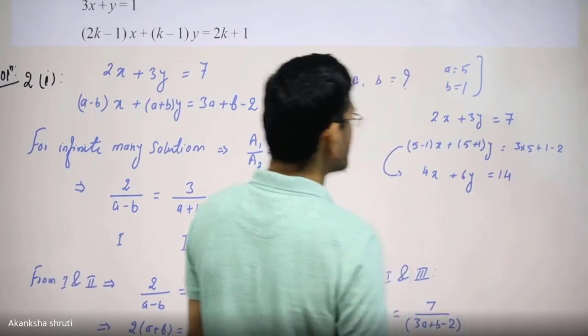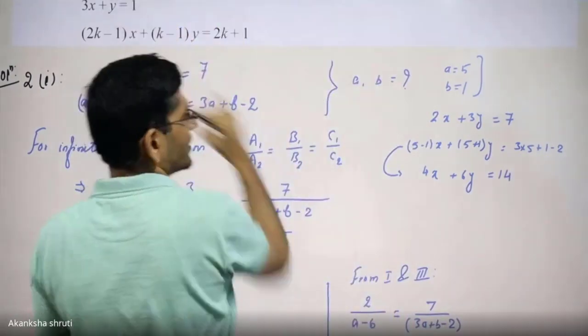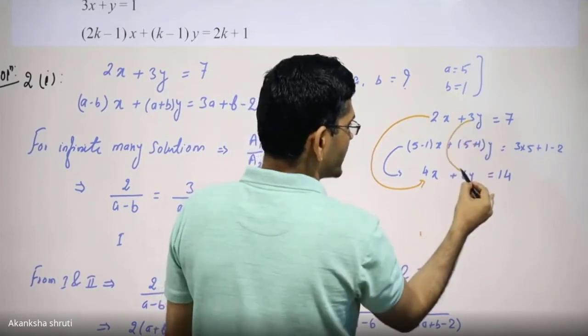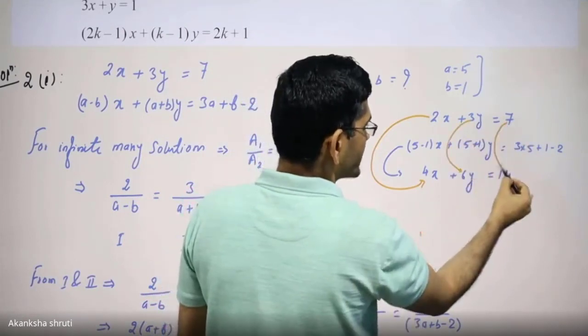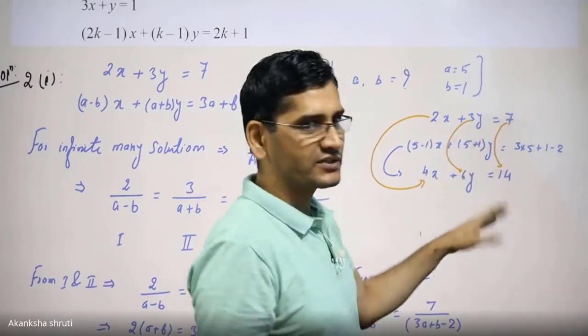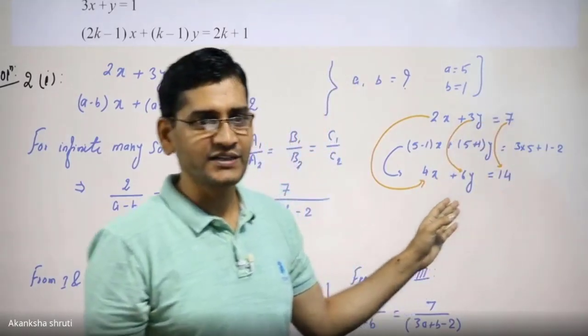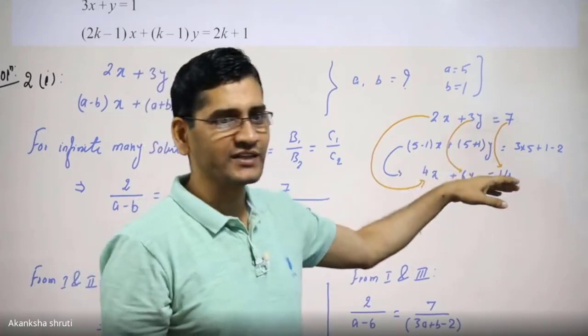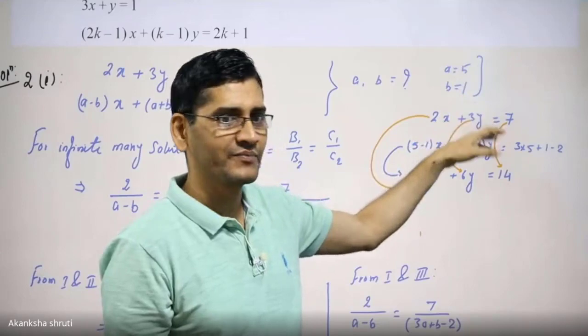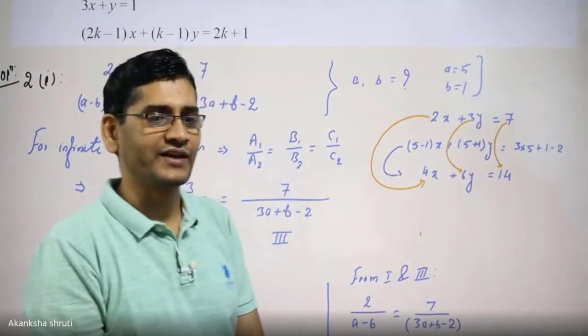What are we obtaining, students? Very interesting thing. 2 2s are 4, 3 2s are 6, and 7 2s are 14. So this second equation is exactly a multiple of the first equation. That satisfies the condition that these two are not different equations, rather they are the same equation, for the value of a as 5, b as 1. It will have infinitely many solutions.